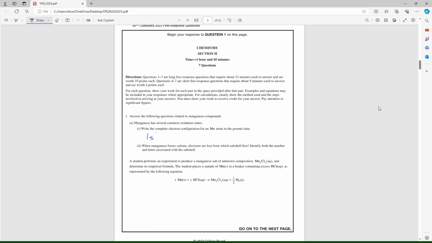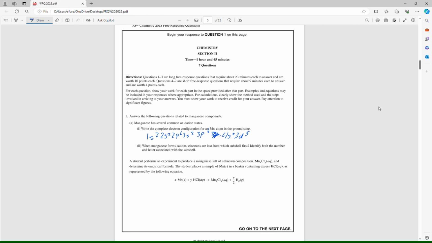Electron configuration is this stuff: 1s2, 2s2, 2p6, 3s2, 3p6, 4s2, 3d5. Sorry, I skipped the 4s2. 4s2, 3d5. So manganese is the fifth atom in the transition metals, so it's got the 3d5, but it's still that 4s2 row because it's the fourth period.